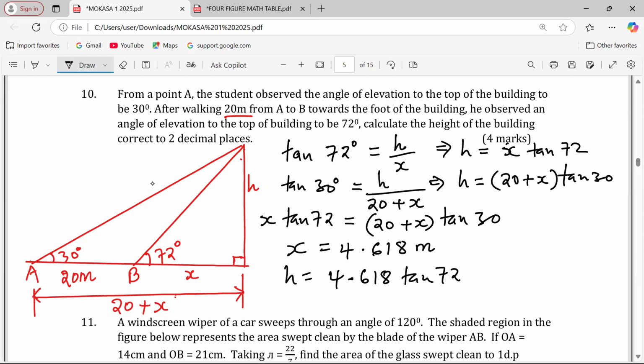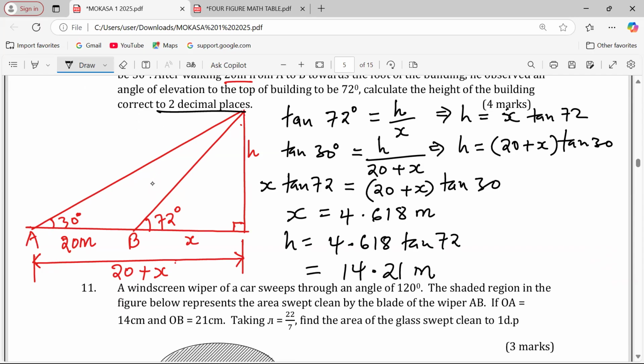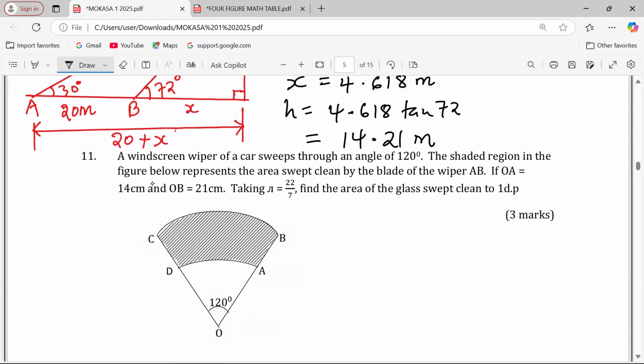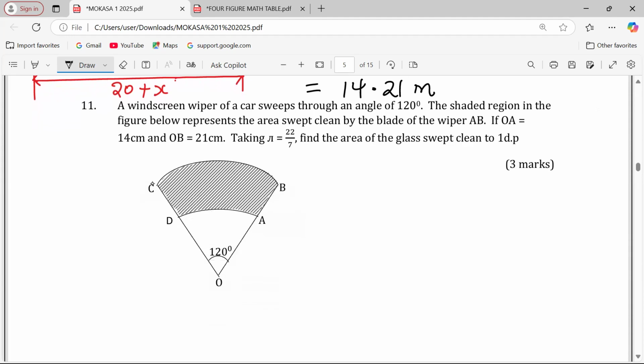tan 72, giving us 14.21 meters to 2 decimal places according to the demand. So that is how we simplify the equation here. You just need a calculator and you group terms together. Actually, tan 30 by 20 will be left on the right. Then we take tan 72 minus tan 30 because they both give us X now. And now we simplify.